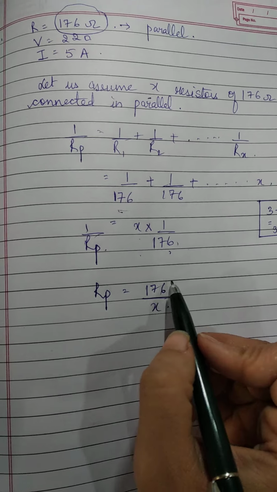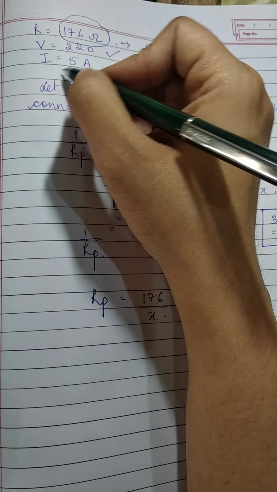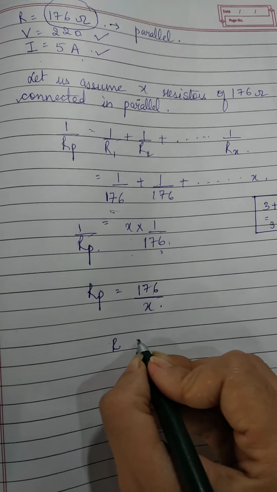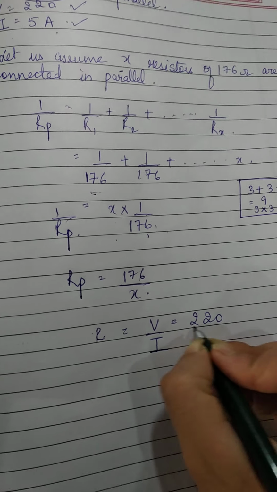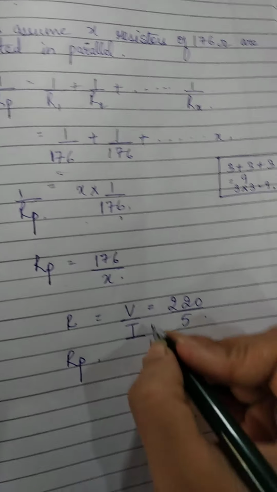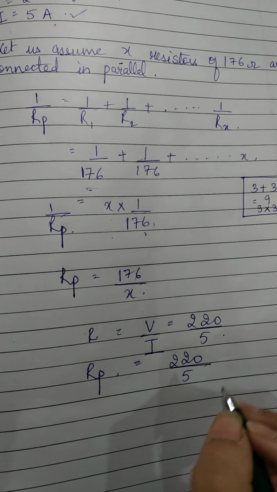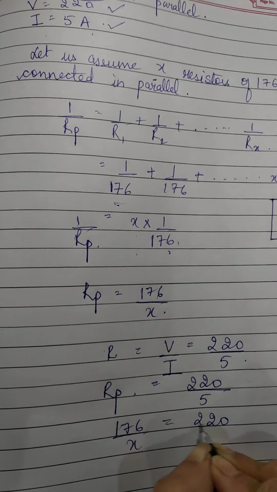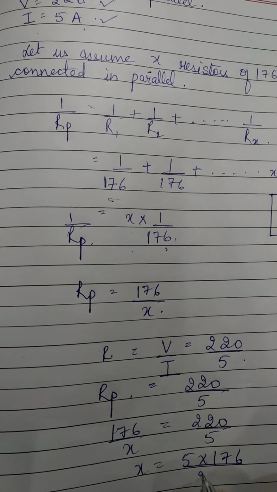Now, this resistance is supported by how much? 220 volt and current of 5 ampere. And we also know that R is equal to V upon I. So that is 220 upon 5. So in other words, this resistance Rp is supported by 220 volts and 5 ampere of current. And how much is this? 176 upon X, 220 upon 5. So X is 5 into 176 upon 220.